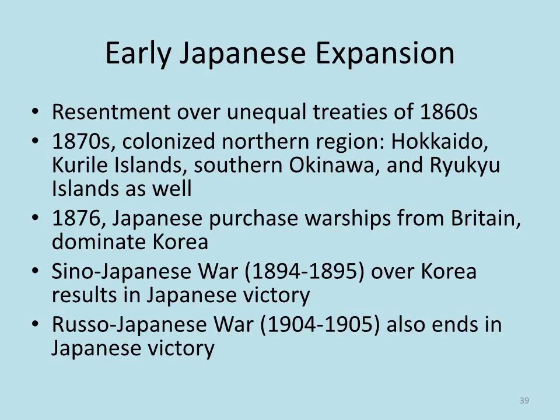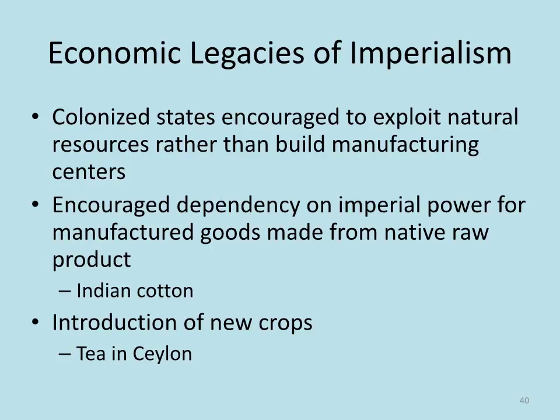They're going to start spreading up northwards, and they're going to start having conflict with the Russians, of course. Now, in 1876, the Japanese purchased warships from Britain, and they're going to use these to completely dominate Korea. We're going to have the Sino-Japanese War, in which Japan is going to steal the victory over Korea. The Russo-Japanese War is going to make Japan a world power, and it is going to embarrass the Russians once again.